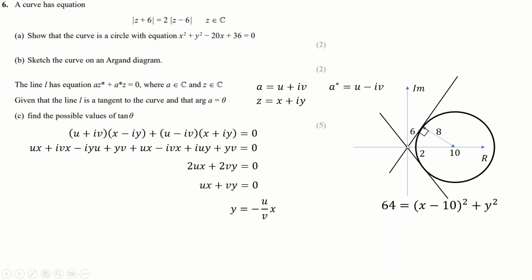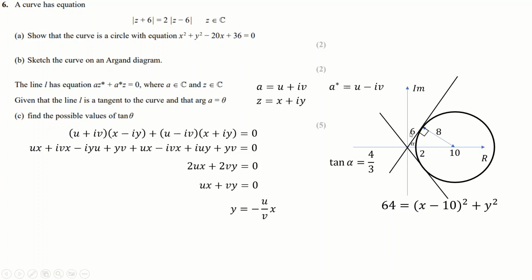And now I'm going to do something a little bit fancy here, just because I couldn't think of how else to do this. But if you call this angle maybe alpha, this is a right angled triangle in here. So tan of alpha is 8 over 6, opposite over adjacent. So tan of alpha is 8 over 6, of course 4/3.